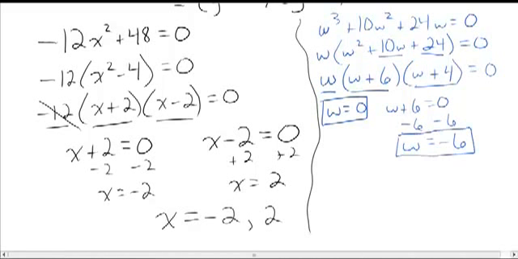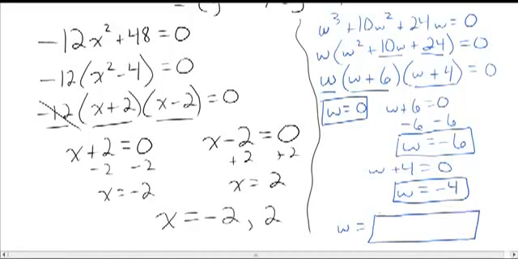And then same process for w plus 4. W plus 4 equals 0. Subtract 4, and you get w equals negative 4. So when you go to enter this in the answer blank, you'll have w equals, and then they give you this box and say enter your answer with comma between. Again, the order doesn't matter. So just 0, comma, -6, comma, -4. They don't care what order you enter your answers in. And there's my answers.